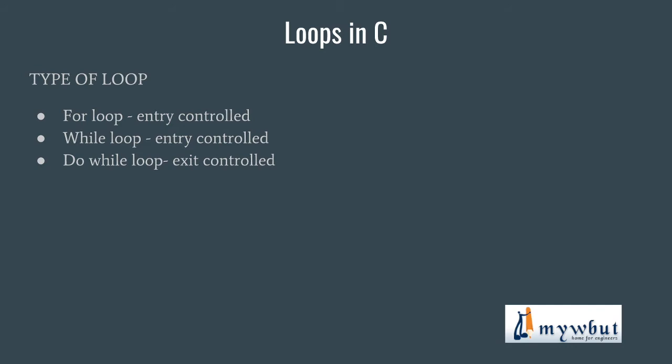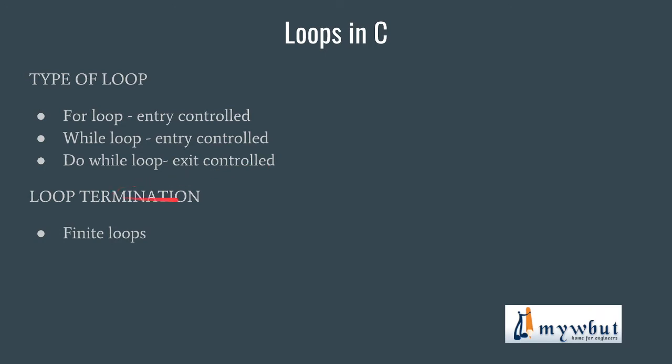So the difference between an entry controlled loop and an exit controlled loop is that an entry controlled loop will run if and only if the condition is satisfied. That means if the condition fails the first time, the loop will not get executed even once. But in case of a do while loop or an exit controlled loop, whatever the condition may be, the loop will run at least once. Even if the condition is false, the loop will run once because the condition checking is done right at the end of the loop.